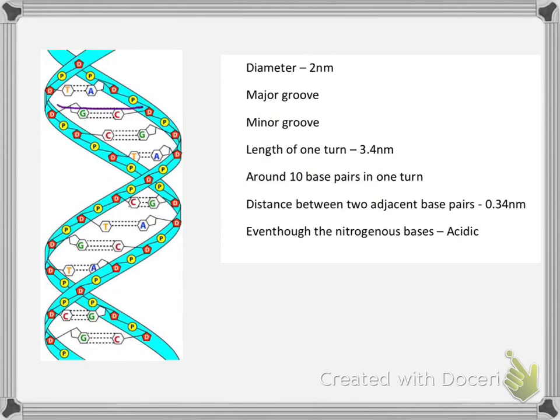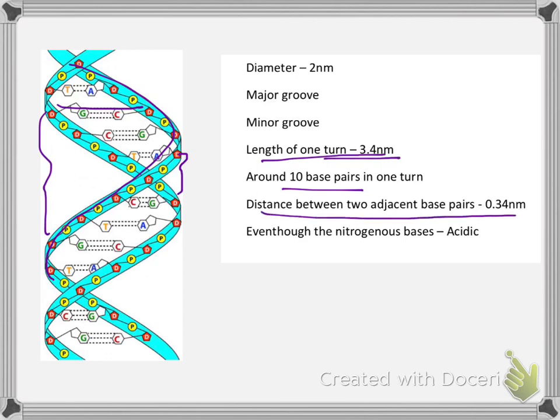The diameter of the DNA is 2 nanometer and it has alternate minor and major grooves. One turn contains around 10 base pairs, and the length of one turn is 3.4 nanometer. The distance between two adjacent base pairs is 0.34 nanometer. Even though the nitrogenous bases are basic in nature, the DNA is acidic because of the presence of the phosphate group.